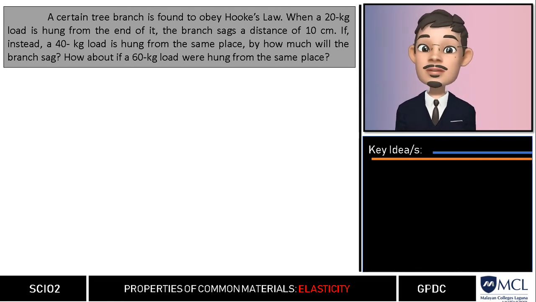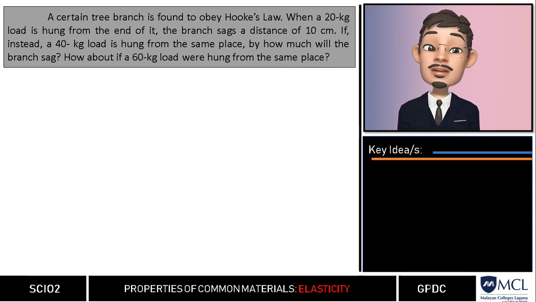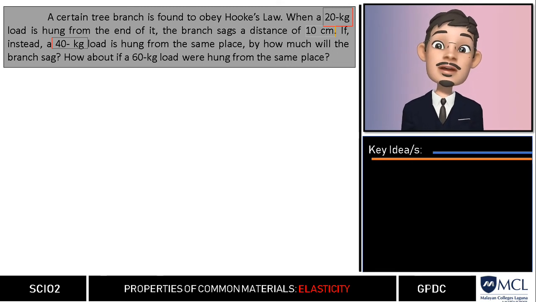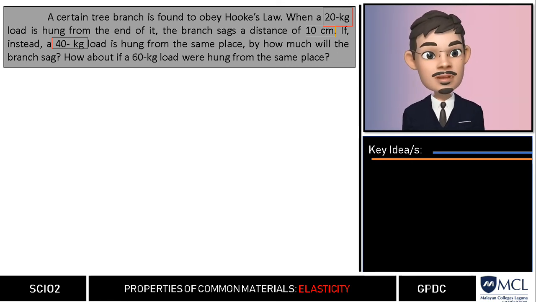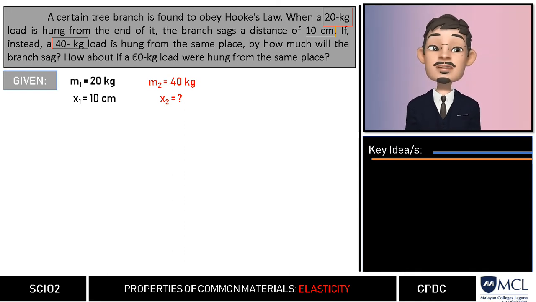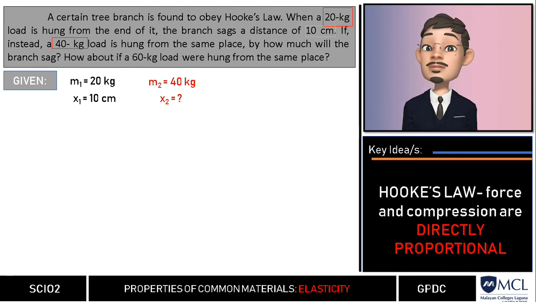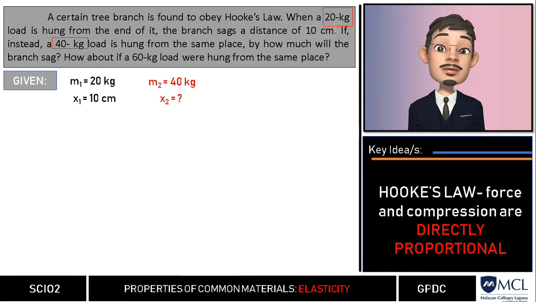A simple look at this problem may prompt us to answer 20 centimeters, since we double the force exerted by the object by doubling its mass. Therefore, the amount of compression should be doubled. But let us analyze the problem to see if we got that correctly. You see, there is a 20-kilogram load which is hung from a branch of a tree. This mass makes the branch sag for a distance of 10 centimeters. Remember that Hooke's law explains the direct relationship of the amount of stretch and the force applied to it.